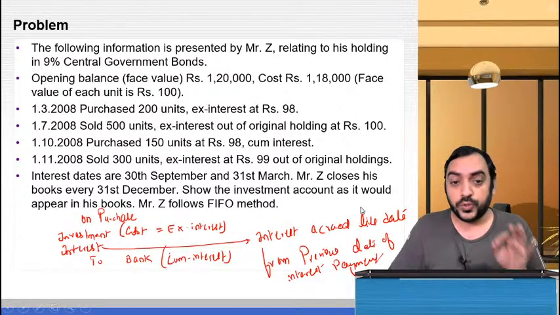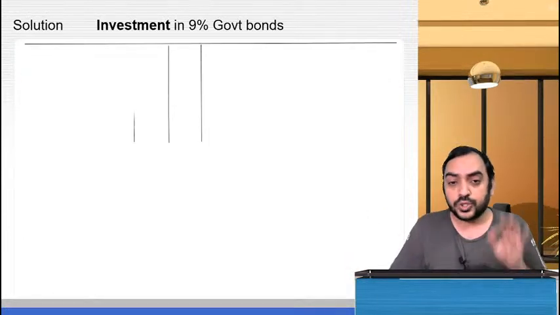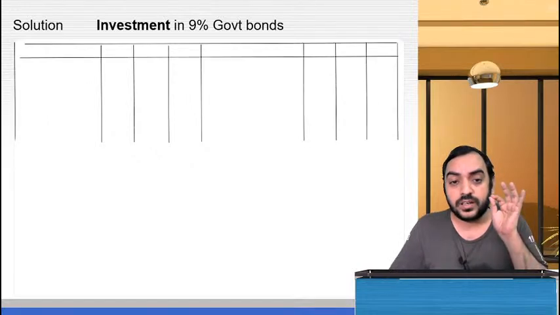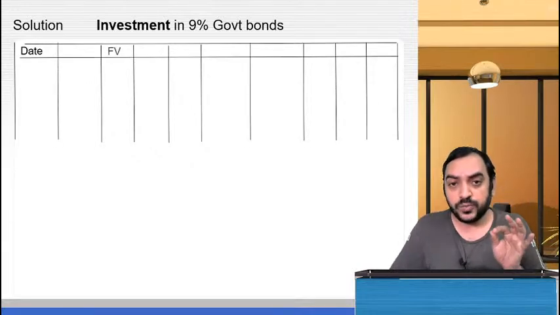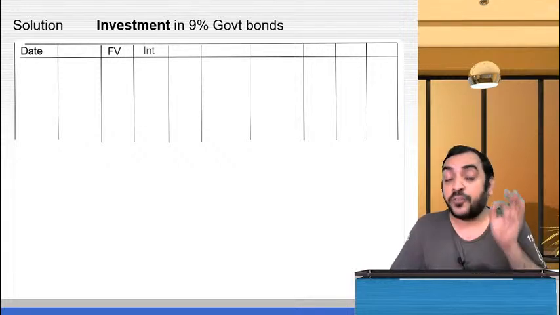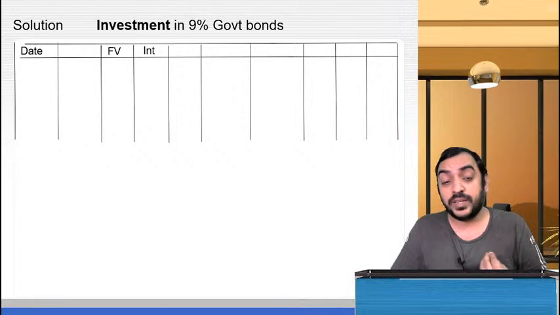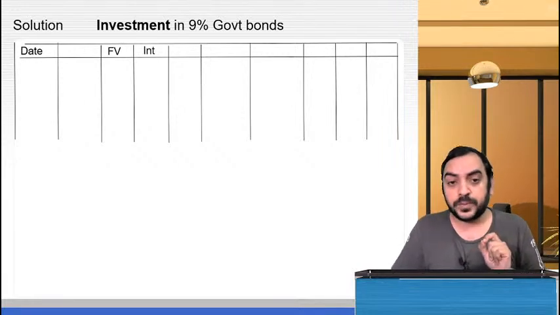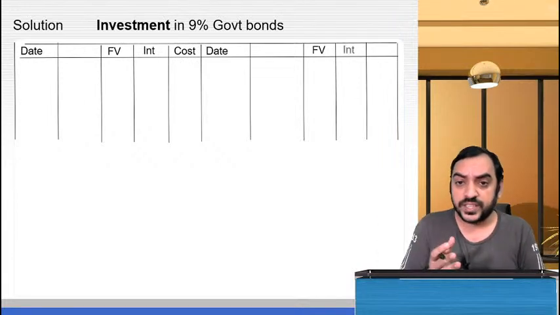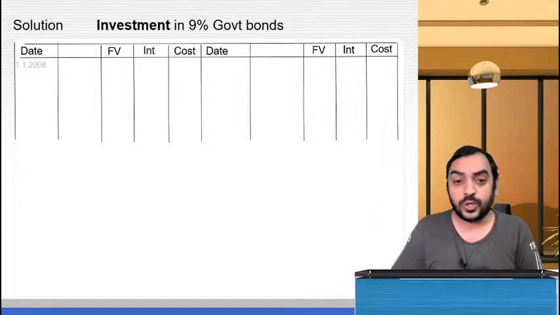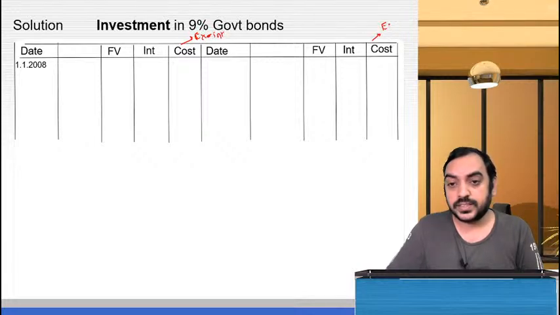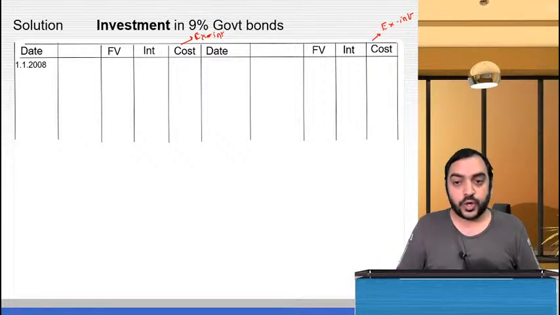Now we will prepare the solution for this one in the columnar format. One column will be for face value or number of units, you can say. One column for interest, because I pay some interest, I receive some interest, and the net will go to P&L for that purpose, and cost, nothing but the ex-interest column. Similarly, credit side also has face value, interest and cost. So this cost represents ex-interest. Please have the format, then we'll fill up the numbers.